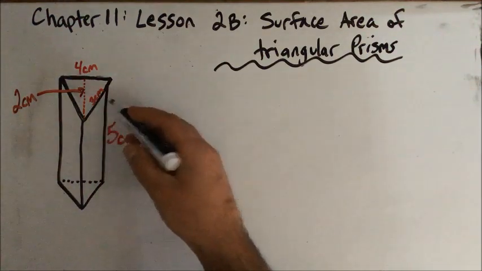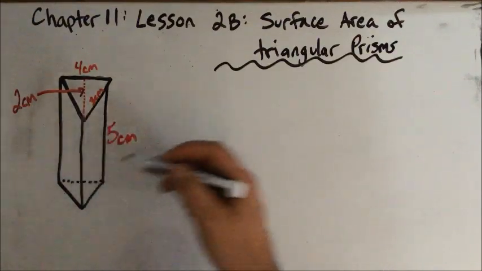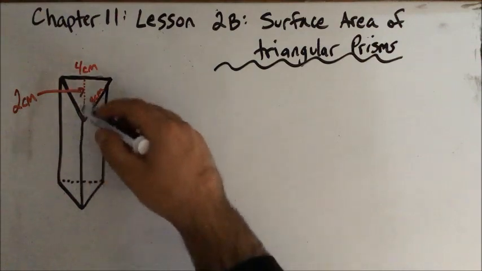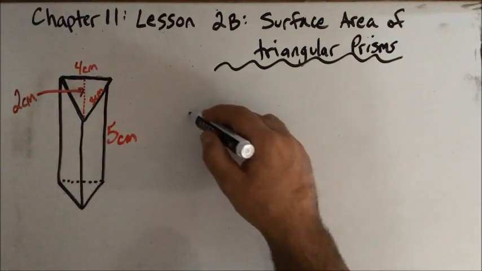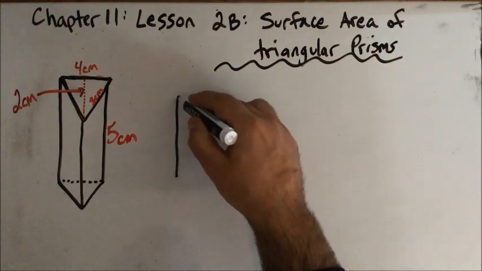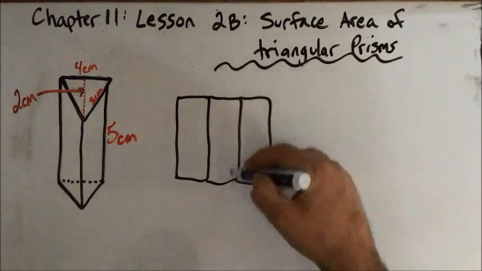First thing I would do is break up my shape into the shapes that make up this 3D shape. If you notice, on the ends I have two triangles, and then I would have three rectangles. So if I was to draw it out, it would look like this.